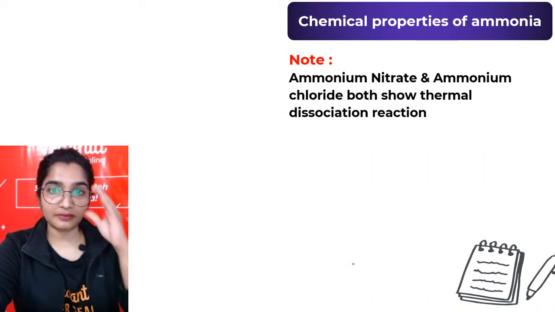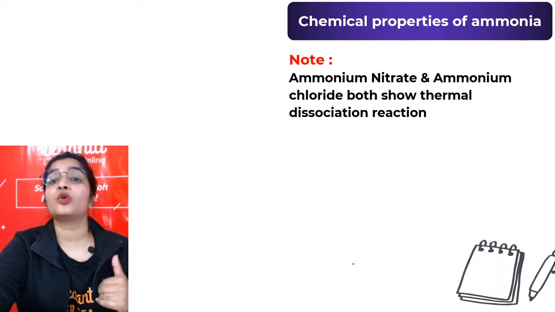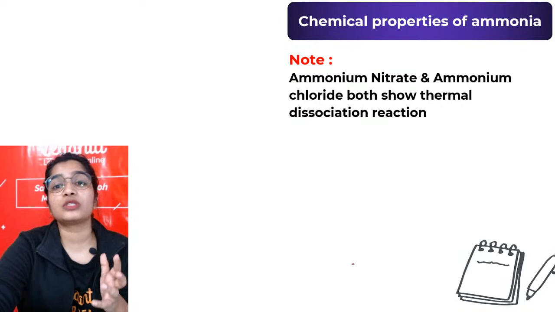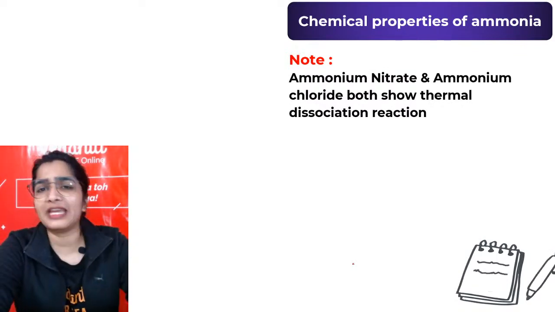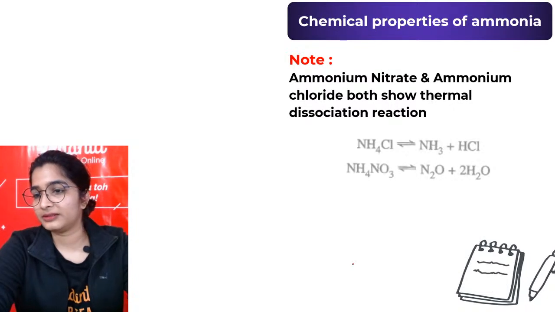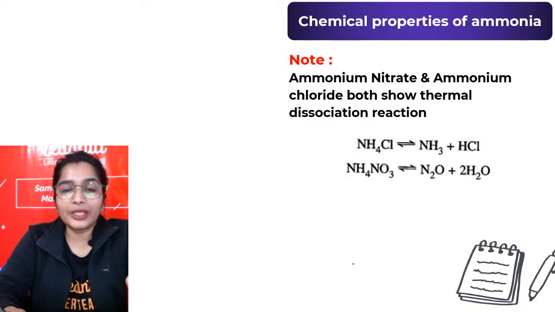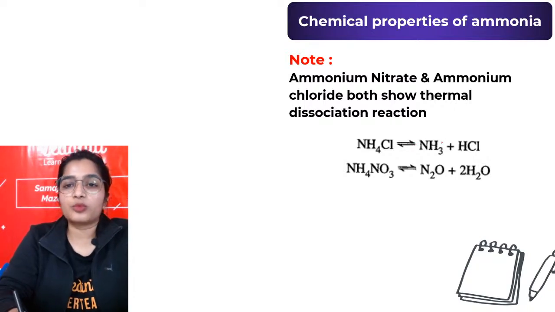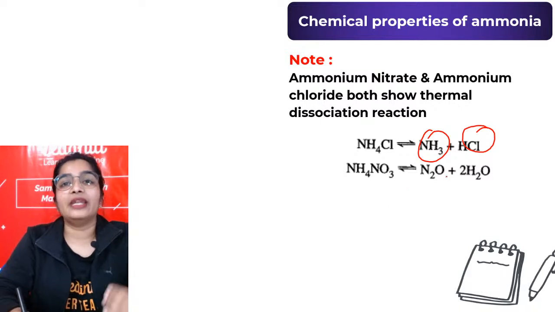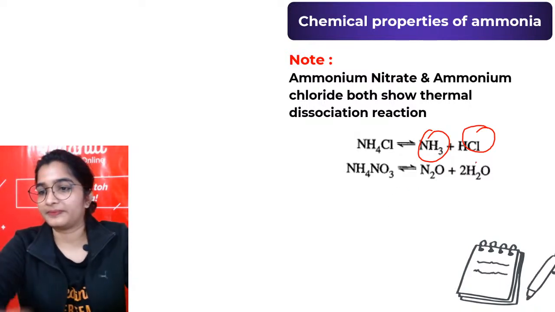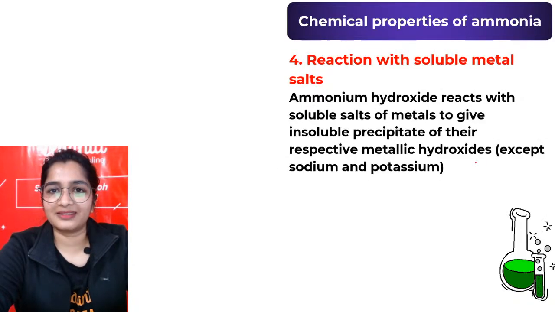See, ammonium nitrate and ammonium chloride, they both show thermal dissociation, but ammonium nitrate is an explosive, so you have to be very, very careful. They both undergo thermal decomposition to give us ammonia plus hydrogen chloride, and N2O plus water.